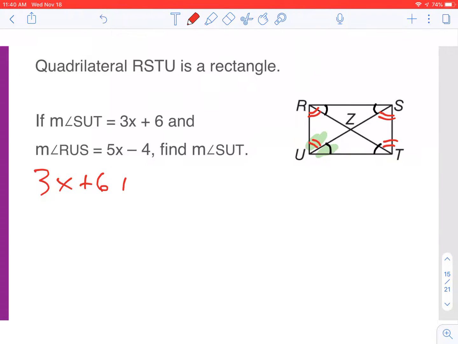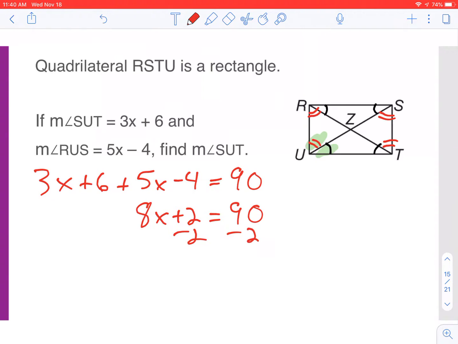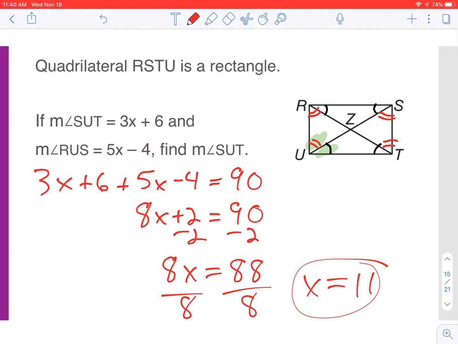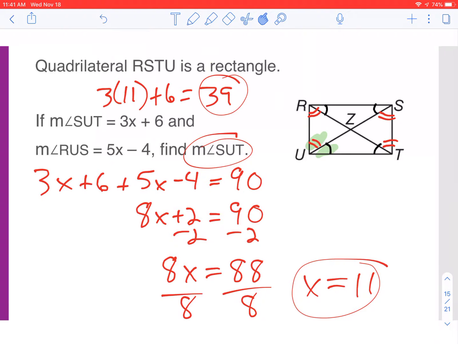3x plus 6 plus 5x minus 4 equals 90. Combine like terms. I get 8x plus 2 minus 2 minus 2. 8x equals 88. Divide by 8. X equals 11. It says find SUT. So I'm going to take my 11, plug it in here, and that will give me 39 degrees.